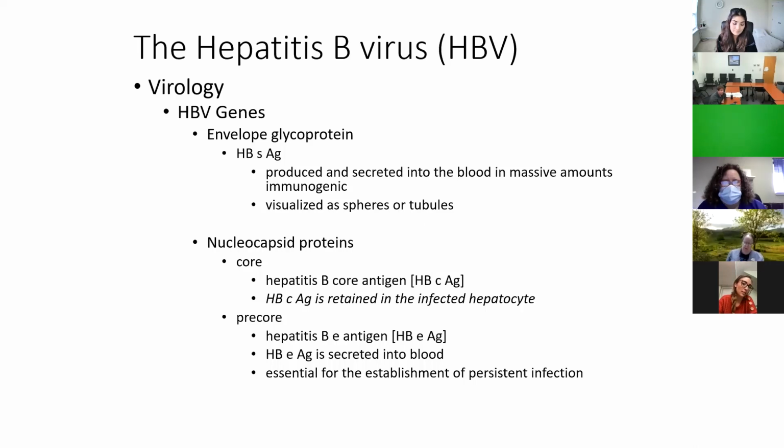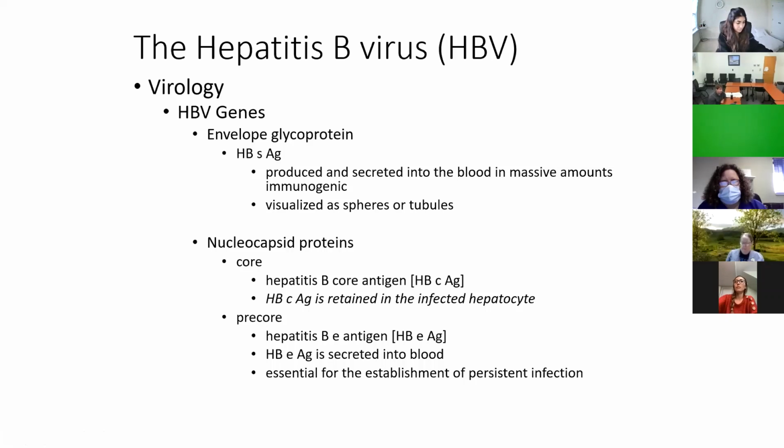There are then 2 other important proteins, one called the core protein. I think the only thing you need to know about that one is it is retained within the infected hepatocyte, so you cannot measure it in peripheral blood. And so whenever we're checking blood tests on the presence or absence of a core, we're always checking for the antibody, not the antigen. For everything else, you can check both the antigen and the antibody.